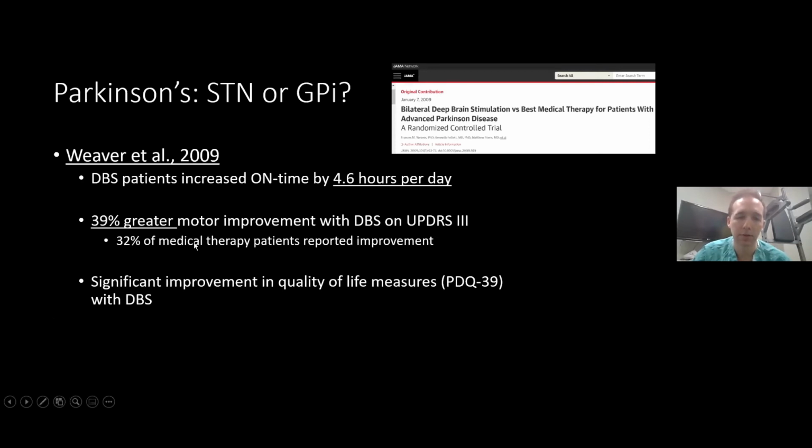Notably, the medical therapy group also reported improvement, which is a little unusual, but on actual testing, the DBS improved better. And the quality of life measures with DBS were also substantially different. People aren't stuck taking their meds and constantly worrying about when their medication is going to wear off, which becomes unpredictable with Parkinson's in its advanced stages.